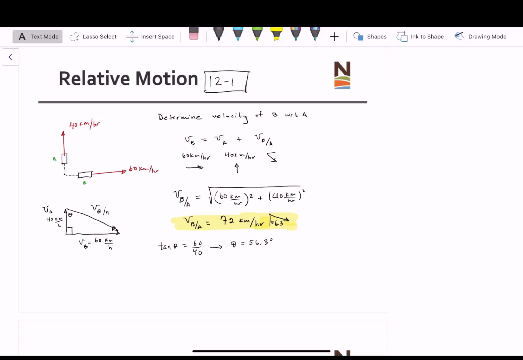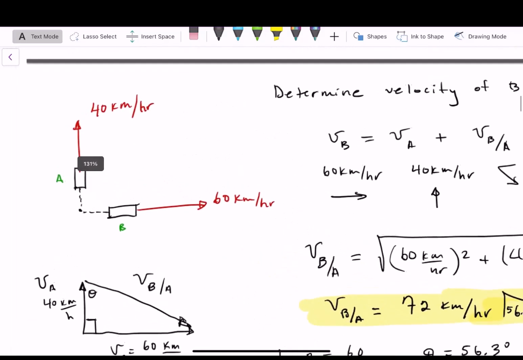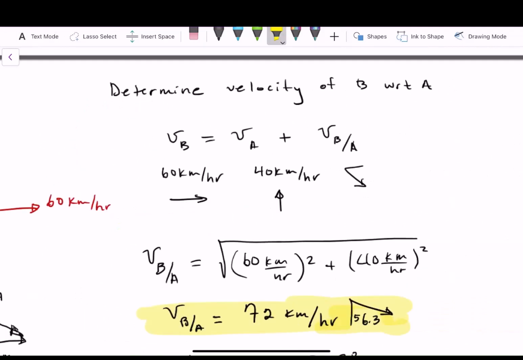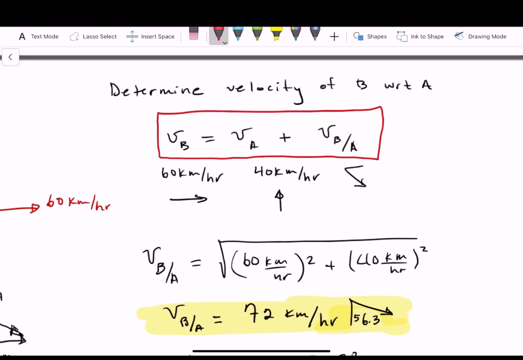So what we've done here is start by drawing a quick sketch of what's happening, and what we want to do is determine the velocity of B with respect to A. As I showed in the previous slide, this is how we draw out this equation, where VB is equal to VA plus VB with respect to A. For velocity B, we know it is heading to the right, or east, at 60 kilometers per hour, so I show that below. I know that car A is heading 40 kilometers per hour north, so I show that below.